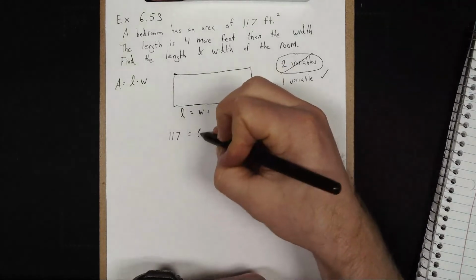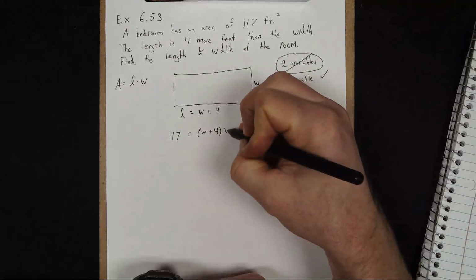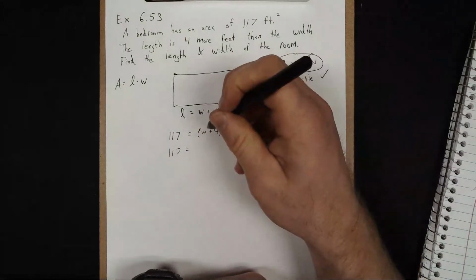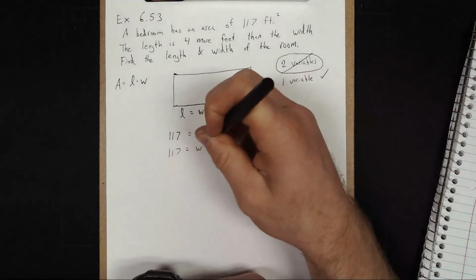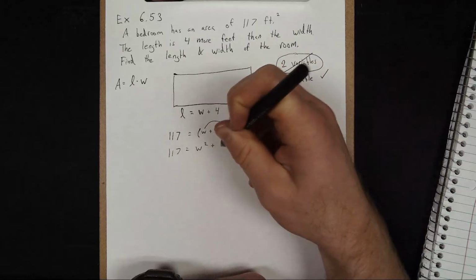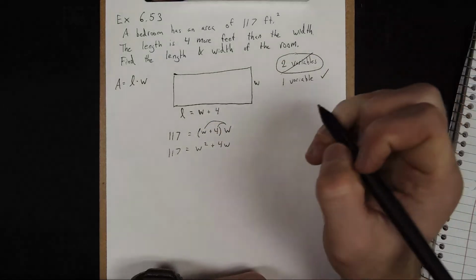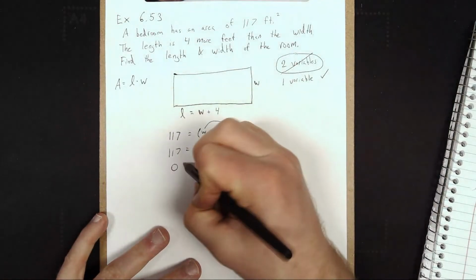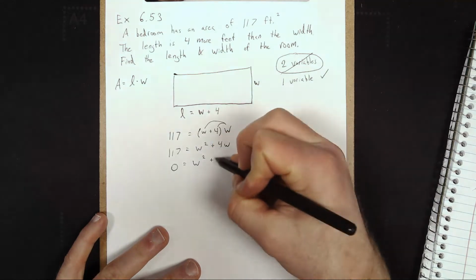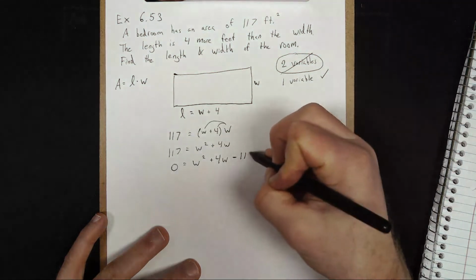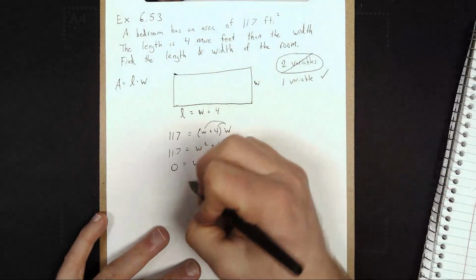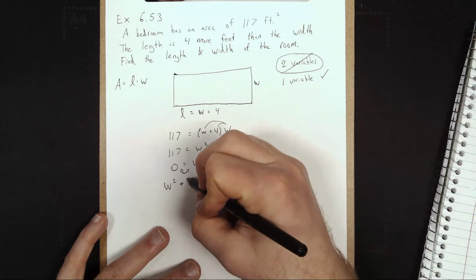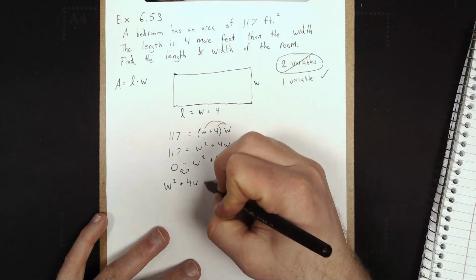So length times width. Now let's compute this. So we got 117, and if we distribute, we got W squared plus 4W. All right, and now this is something I know how to solve, right? We want to get 0 on one side, so we get 0 is equal to W squared plus 4W minus 117. And I'm just going to flip-flop these. I like it the other way around. 0 on the right side.